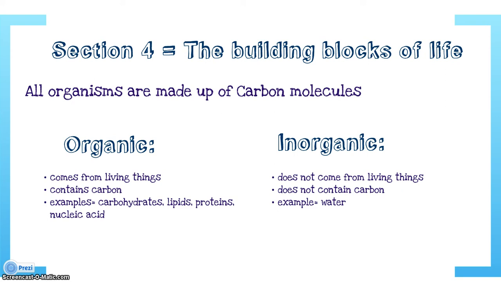Now don't think of organic as in the way they are grown. This is a different type. This is the science word of organic. There are two parts to the definition. One is that it comes from living things, and the second part is that it has to have carbon in it. Our four main examples are carbohydrates, lipids, proteins, and nucleic acids.